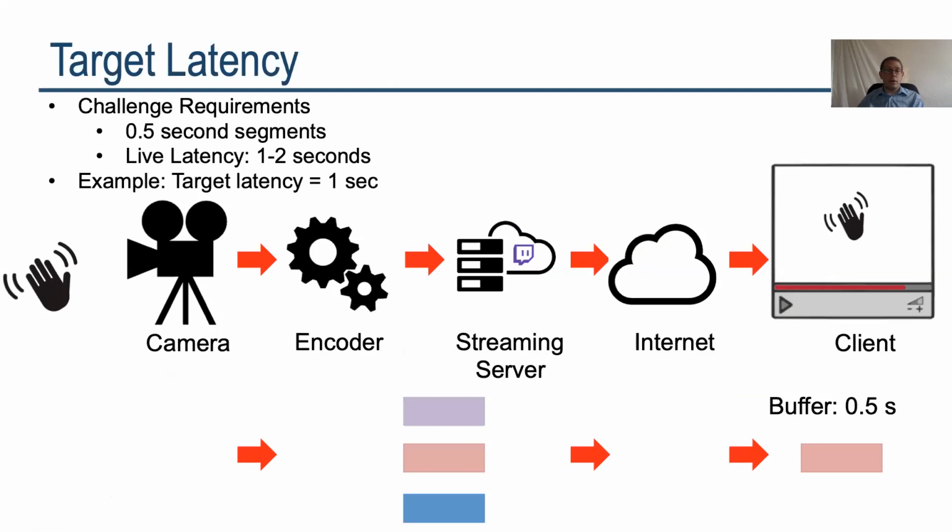Now I'm going to go through an example of how the target latency impacts the buffer value and also results in the stability of the player. The requirements for the challenge are that they'll use segments of the video that are half a second long. And we have a target latency between 1 and 2 seconds. The example I have here is that we're trying to have a target latency of 1 second.